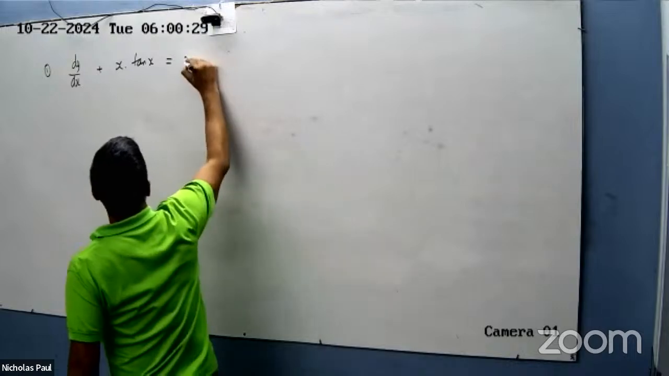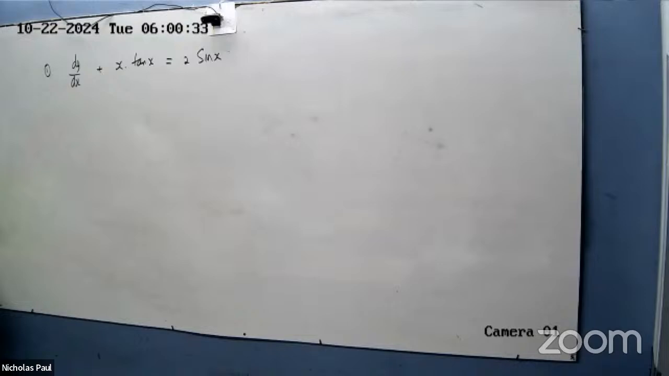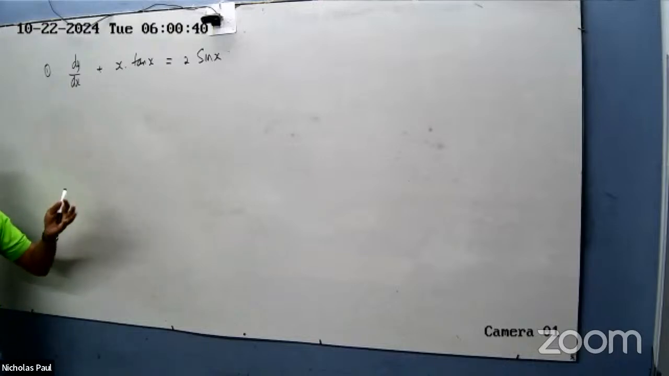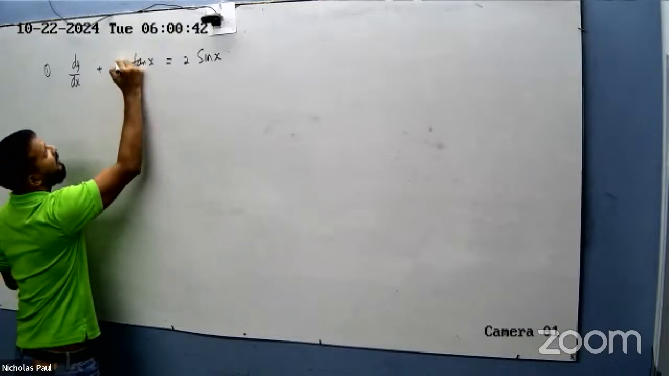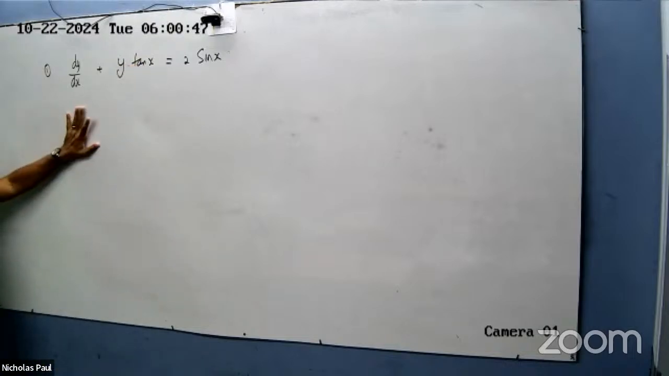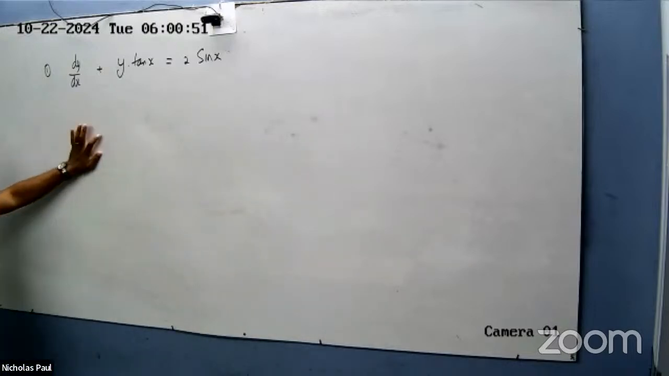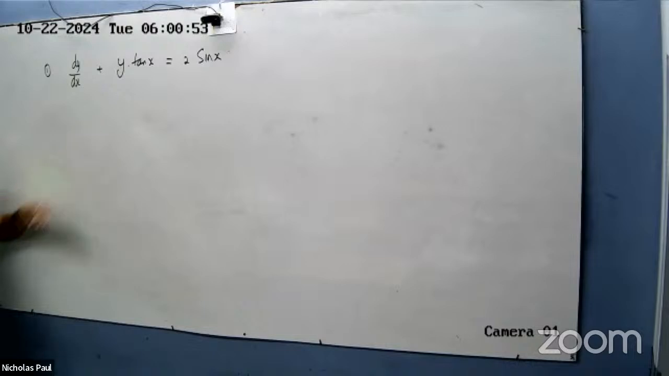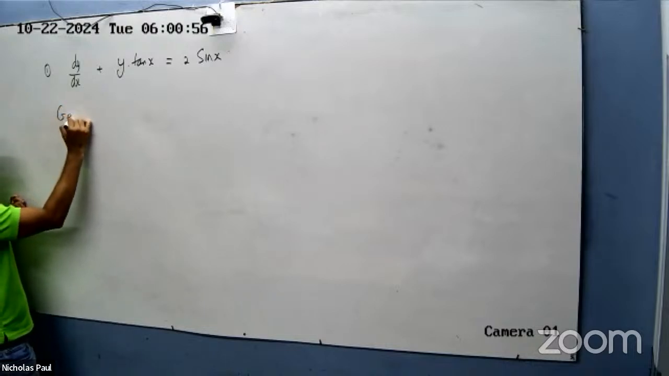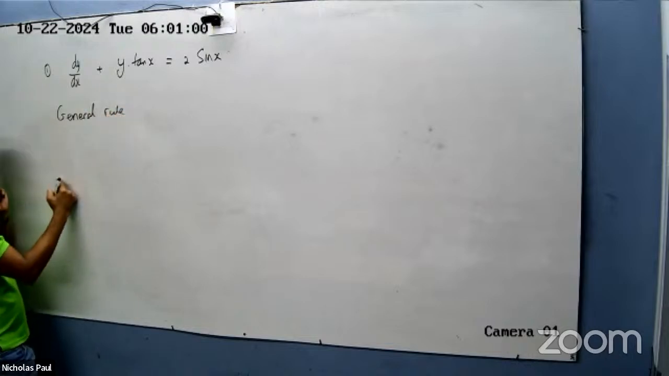All right, so what is here? If you look at this one, can you separate the variables? No, there is no y. Oh wait, I made a mistake here. So now we cannot separate any variables here, so we're going to use an integrating factor. This is the general rule, and I'm going to show you where it comes from in a little while.